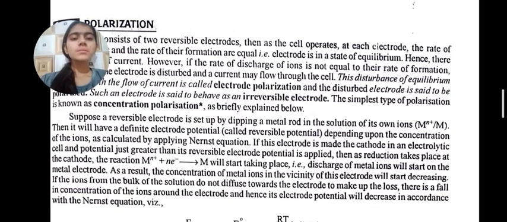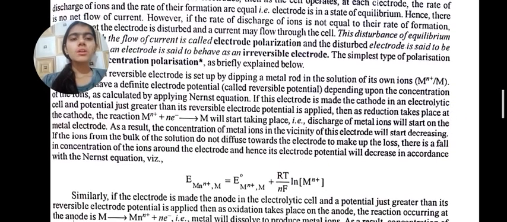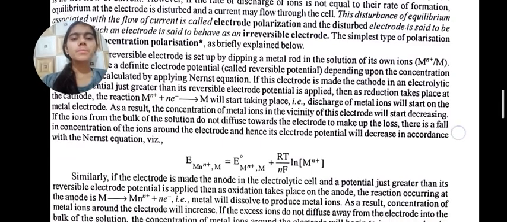As a result, the concentration of metal ions in the vicinity of this electrode will start decreasing. If the ions from the bulk of the solution do not diffuse towards the electrode to make up the loss, there is a fall in concentration of the ions around the electrode, and hence its electrode potential will decrease in accordance with Nernst's equation.